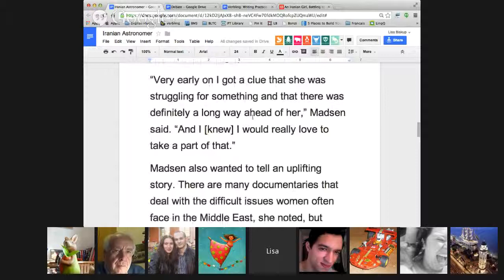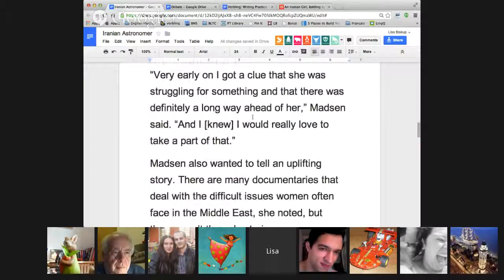Very early on, I got a clue that she was struggling for something and that there was definitely a long way ahead of her, Madsen said. And I knew I would really love to take part in that.